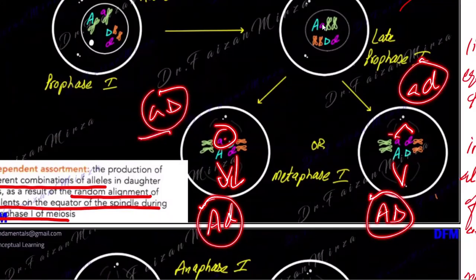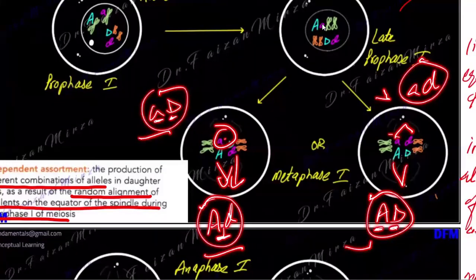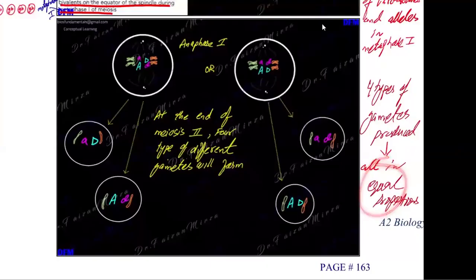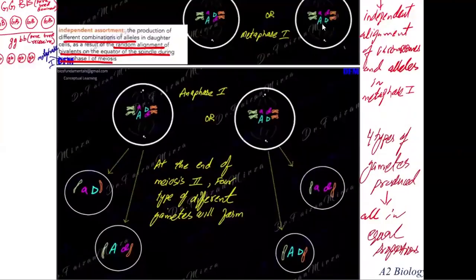You have four different types of gamete being produced, and all four gametes will be produced in equal quantity. There's a chance of one dominant allele coming with the other recessive allele. There's a chance of one recessive coming with the other dominant. There's a chance of both dominant alleles ending up in the same gamete. There's a chance of both recessive alleles being in the same gamete. So four different types of gametes will form, all in equal proportion. This is what will happen by the end of meiosis.